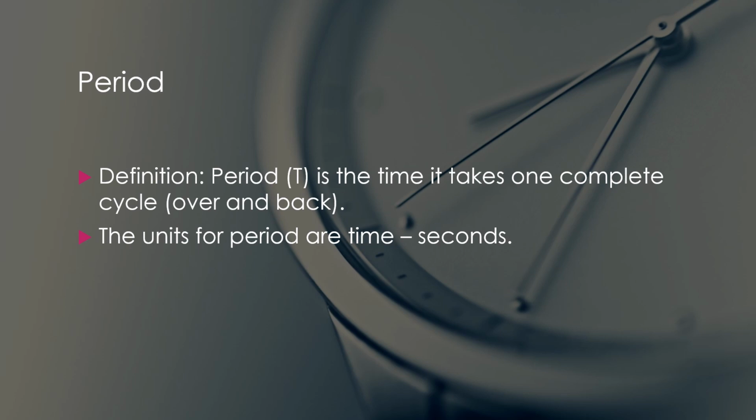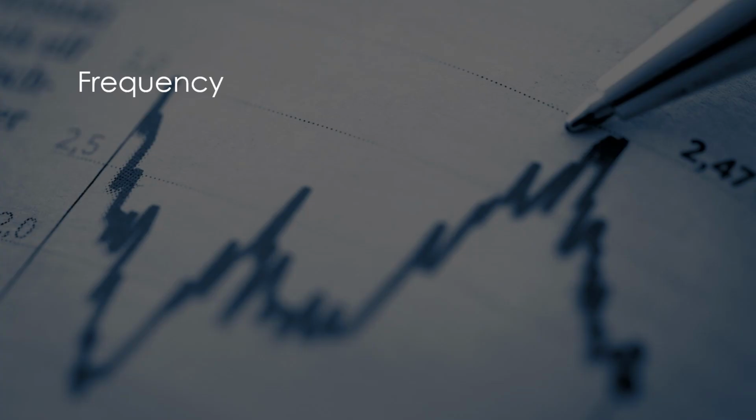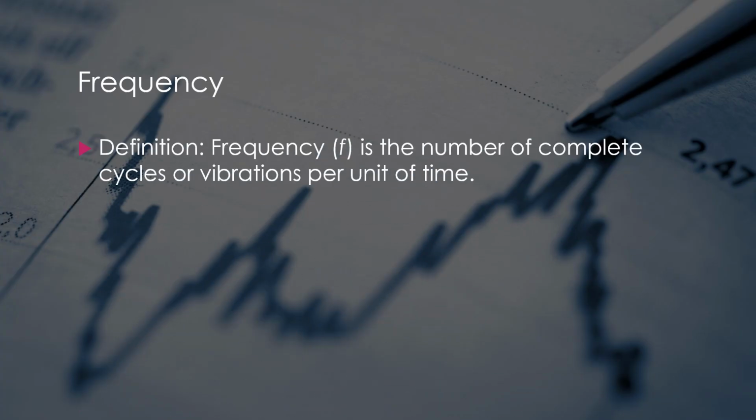Okay, and every now and then people refer to frequency, but most of the time in the equations we're going to use, we're going to talk about period. So if this is what you already know and you don't need to write it down, awesome. Frequency is the next thing. Frequency is the number of complete cycles or vibrations, in this case the up and back, per unit of time.